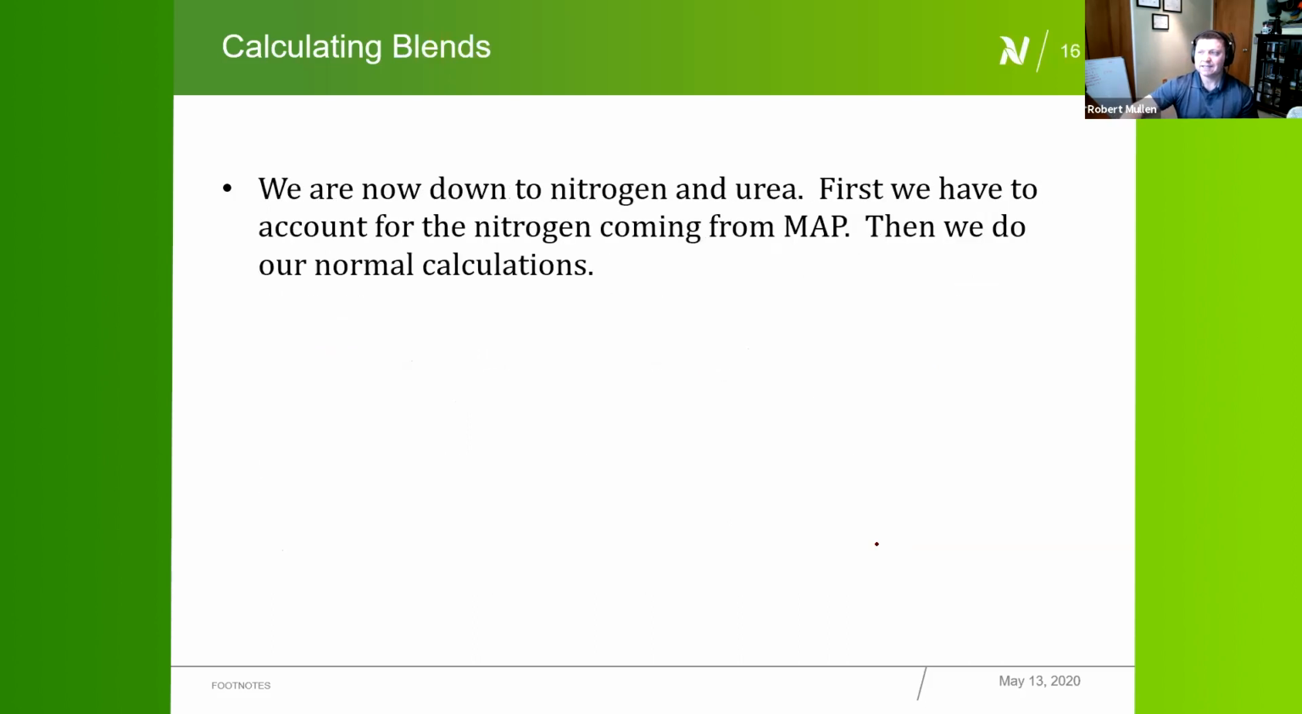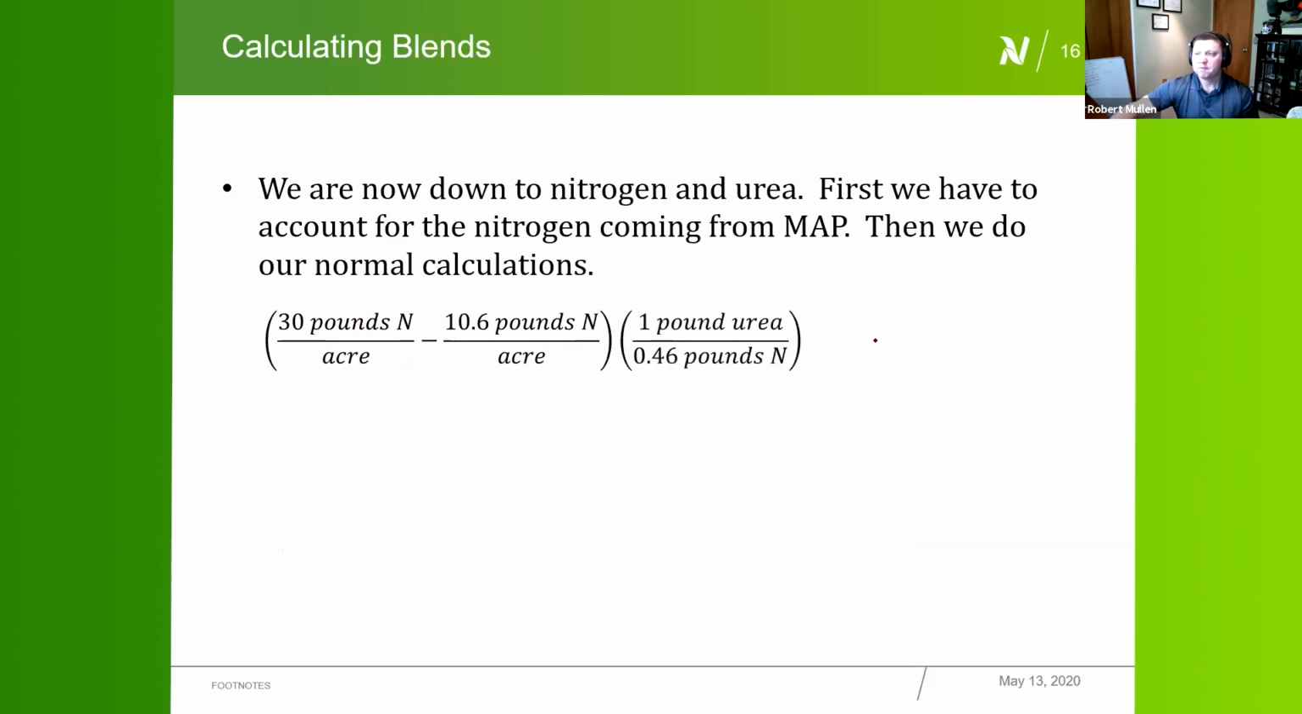Okay, so if my desired nitrogen rate was 30 pounds, I've got to subtract the 10.6 that's coming from the MAP. And again, I have this set up very similarly. Now remember, these don't cancel. The pounds of nitrogen per acre is going to be conserved. But I do know that for every pound of urea that I supply, I'm getting 0.46 pounds of nitrogen. These go away. And voila, I need 42 pounds of urea per acre, combined with the nitrogen from the MAP, to achieve my 30-pound rate. Okay, and I apologize.